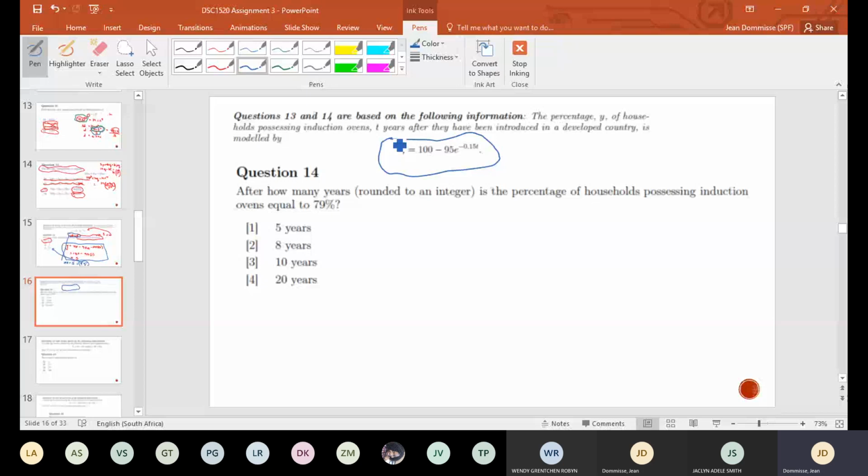So anybody? Hi, John. It's Lauren here. Hi, Lauren. So what I did was I would have made that equation equal to 79, and then you solve for t. Okay, cool. And then what was your answer? T is equal to 10.